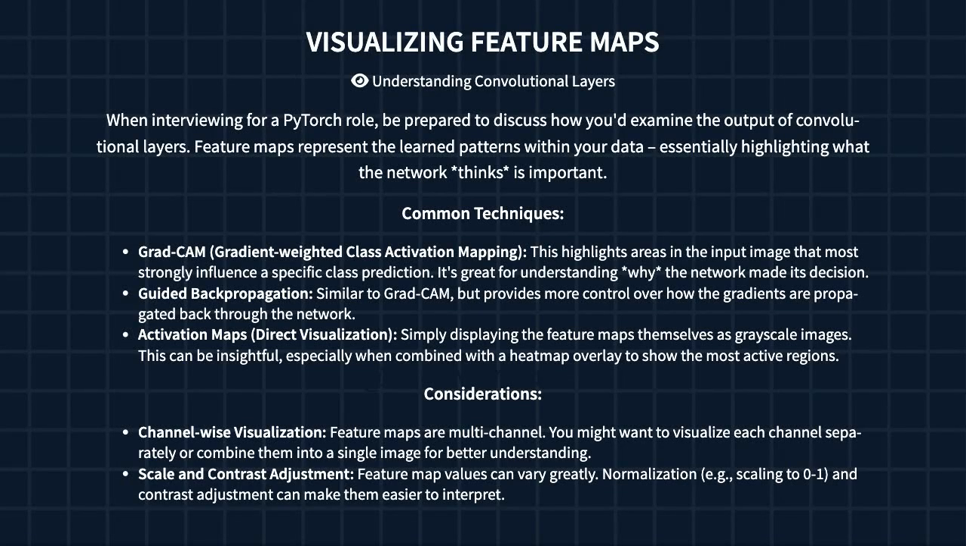Okay, so when you're asked about visualizing feature maps from convolutional layers in a Pytorch interview, it's all about understanding what the network is seeing. Think of these feature maps as highlighting areas within an image that are important for making predictions. There are several ways to do this. GradCAM is really useful for showing why the network made its decision by focusing on specific regions in the input. Guided backpropagation gives you a bit more control over how you're looking at things, and just directly visualizing the feature maps themselves can be surprisingly helpful, especially if you normalize them to make them easier to read.